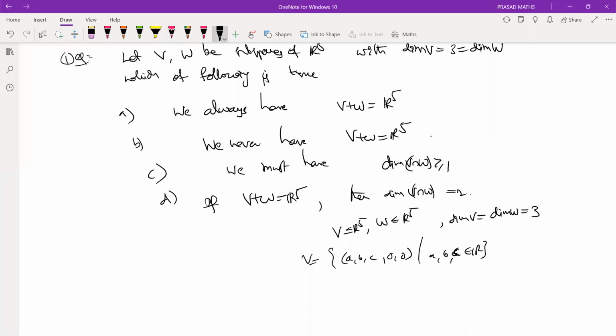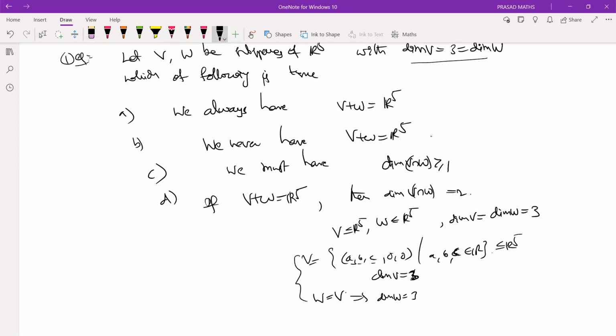Okay. So it's a subspace of R5. Look at the free variables, 3. So dimension of V is 3. Suppose you consider W to be V. Again, what is my W? My W is also V. Right. So similarly, dimension of W is also 3.